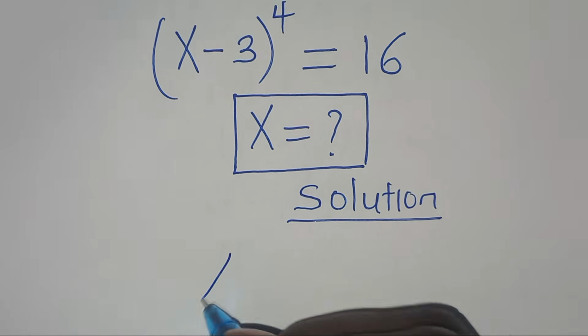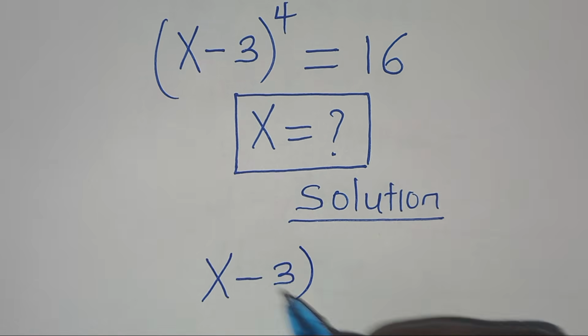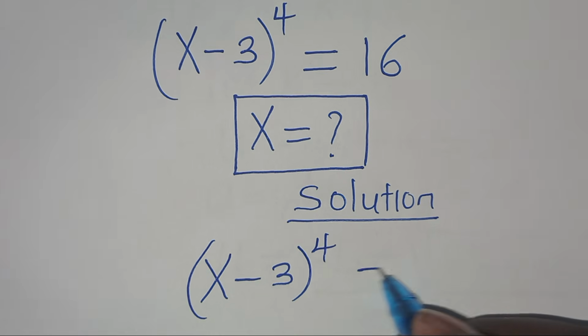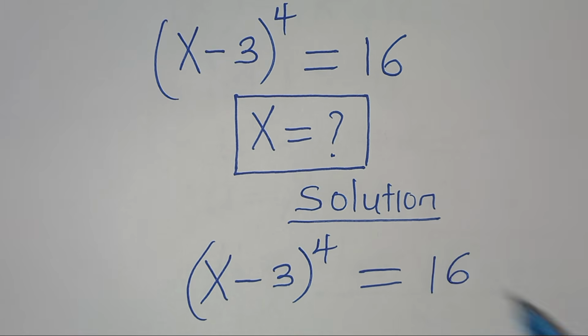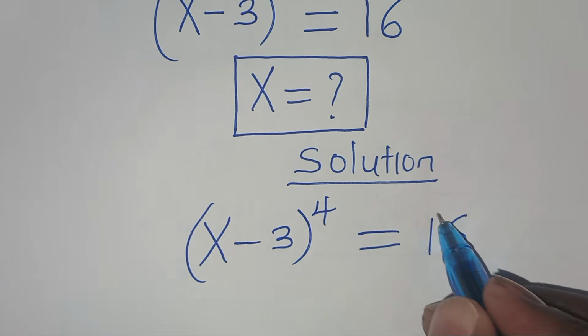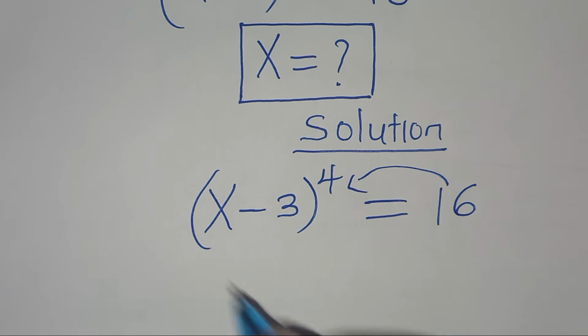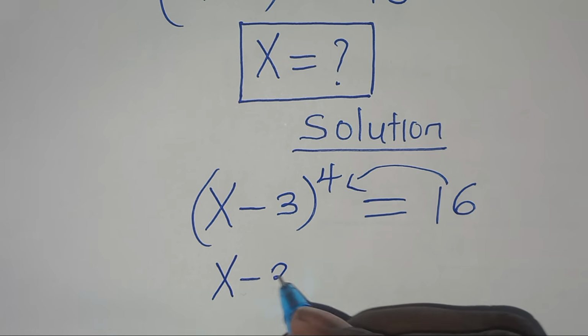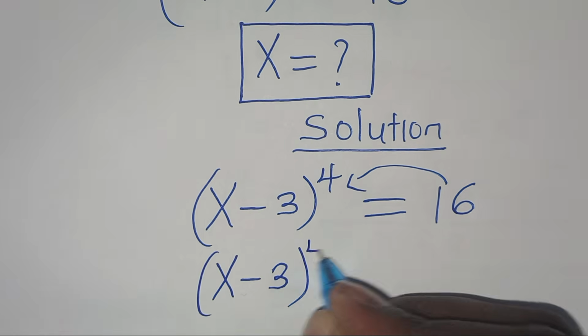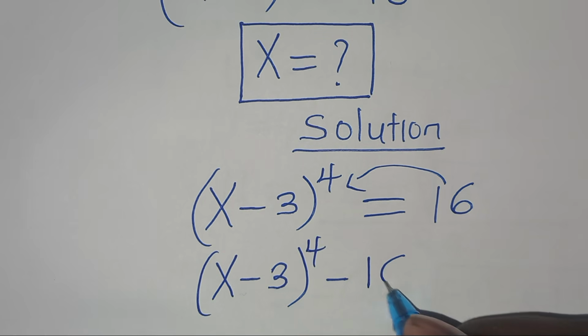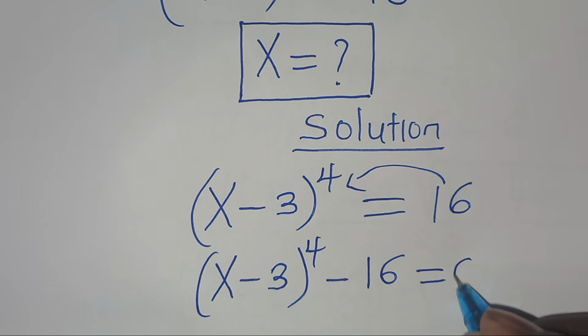So we have (x - 3)^4 = 16. The first step is to take 16 to the left-hand side so that we have (x - 3)^4 - 16 = 0.